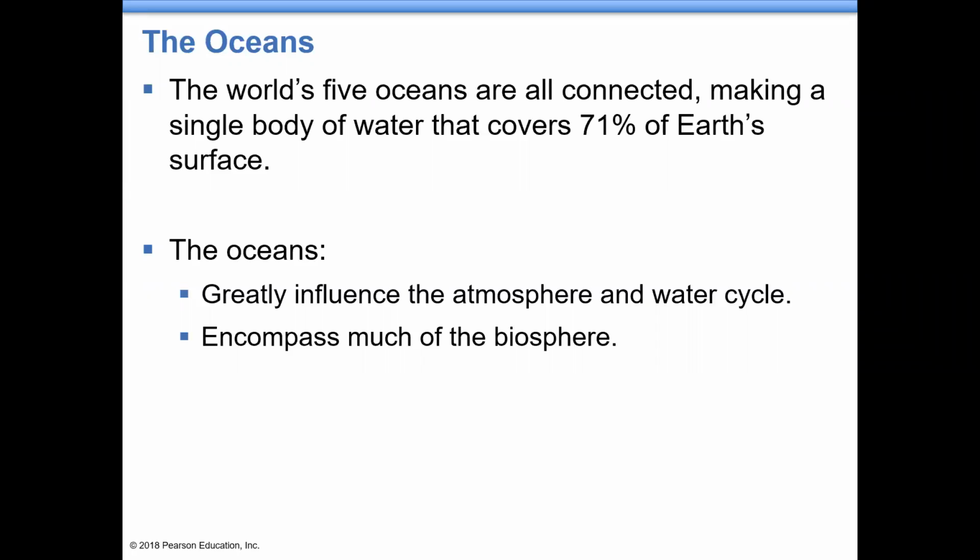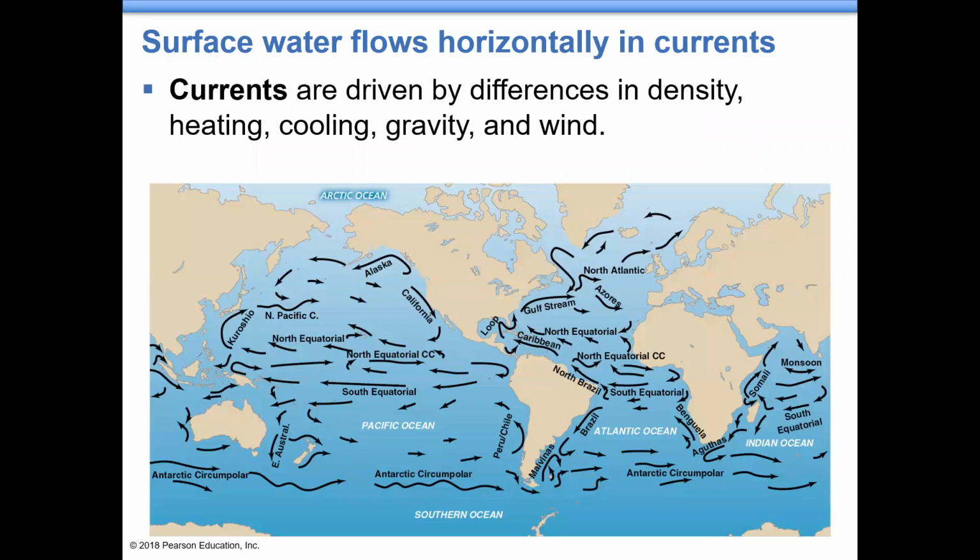And obviously, oceans aren't stagnant. Oceans are driven by currents, and currents are water along the surface. It's the horizontal movement of water. So currents are driven by lots of different things, mostly differences in water density, temperature, gravity, wind. All of these things drive the ocean's currents. And we have many, many different important currents throughout the world. You can see many of them depicted here. Let me get my laser pointer. There we go.